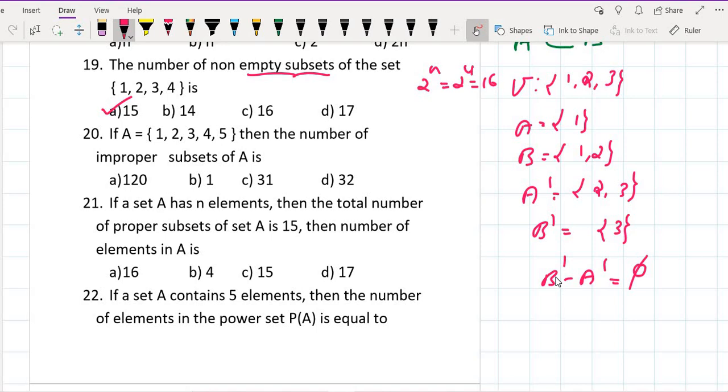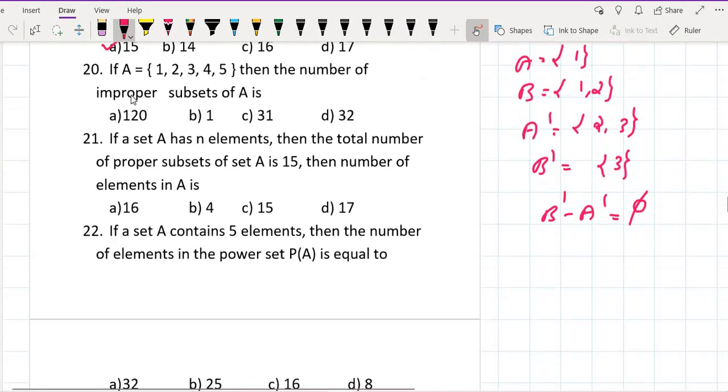Now, consider question number 20. If A equal to, it has 5 elements, 1, 2, 3, 4, 5. Then number of improper subsets. Number of improper subsets. Remember, always number of improper subsets is only 1. So, option B is the correct answer. Number of improper subsets, that is 1. Consider question number 21.